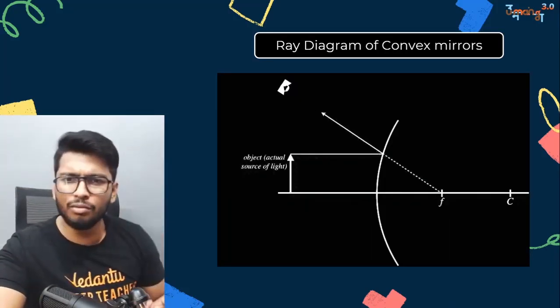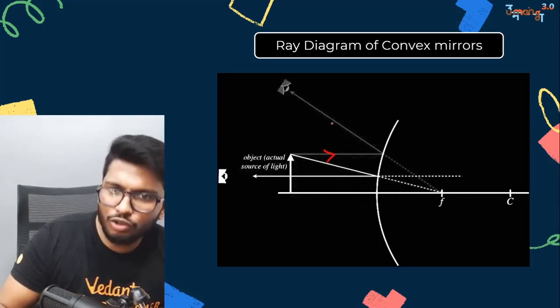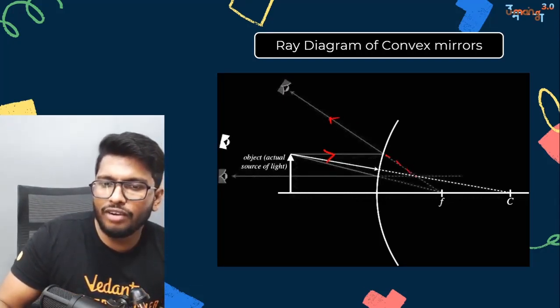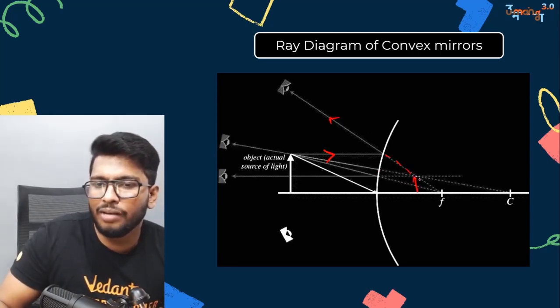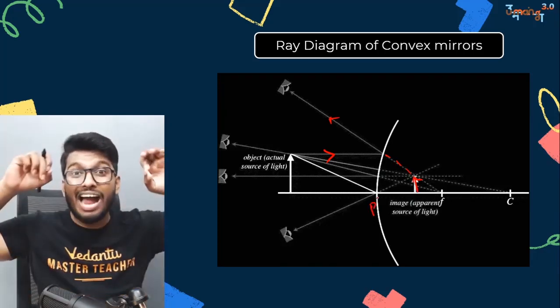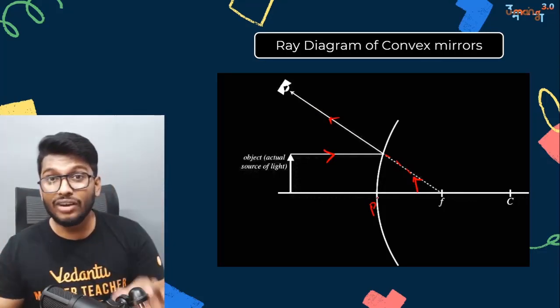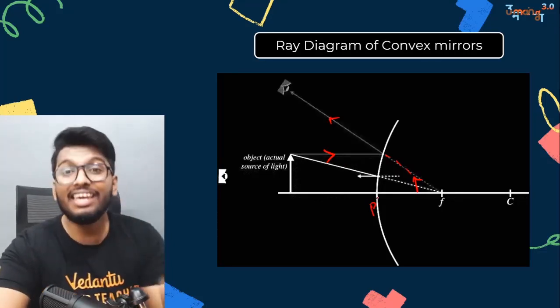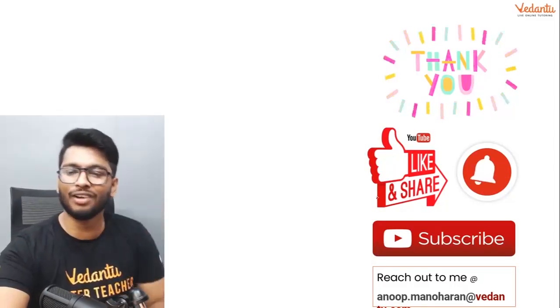So this is what the ray diagram looks like. One ray of light parallel to principal axis, after reflection, appears to pass through the focus. One more ray of light is appearing to pass through the center of curvature, and these two rays of light are meeting at a point between the pole and focus. No matter where you keep the object, the image in the case of convex mirror will be formed between the pole as well as the focus. That's it.